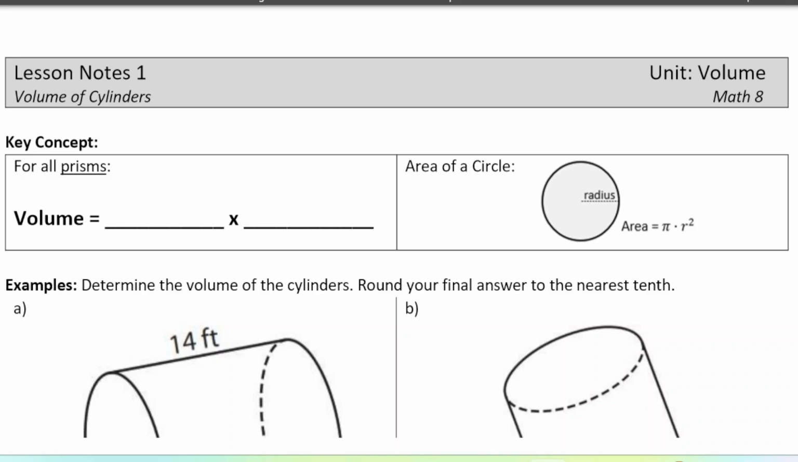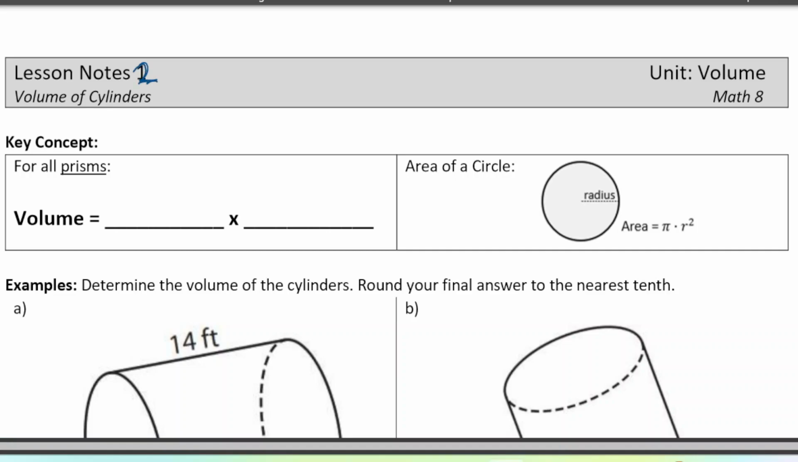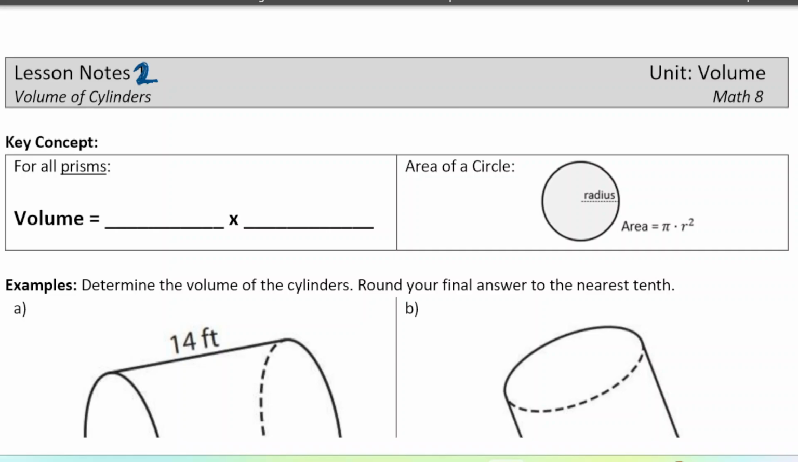Okay, we're continuing with our volume lessons here. This is actually lesson 2. It's labeled incorrectly. So it's lesson 2. We're doing the volume of cylinders today, but cylinders are just circular prisms. So they have the same formula as the 2 prisms we were working with last lesson.